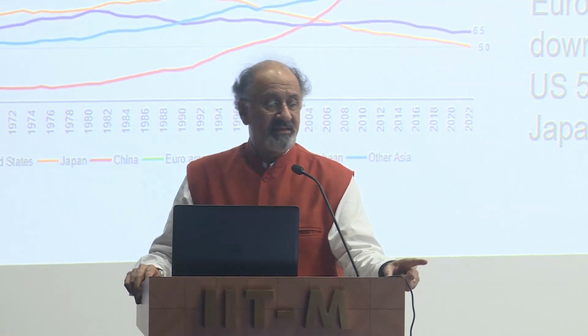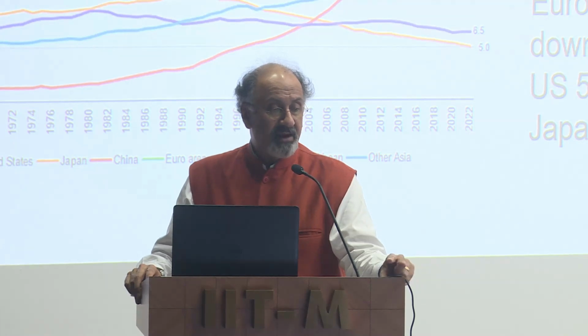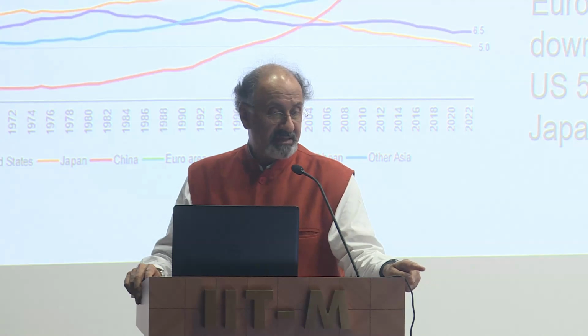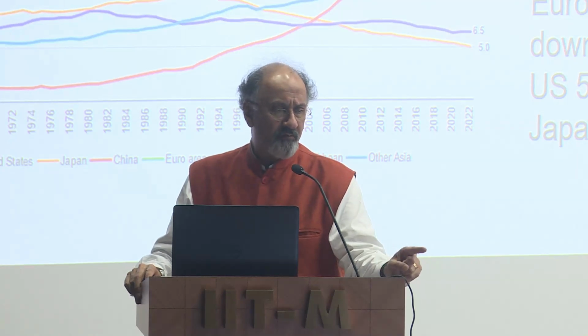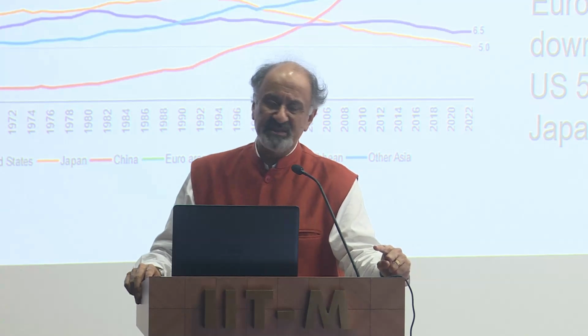And one of the big things that has happened, of course, is that if you look at the green line there, that green line is the share of Europe. And the share of Europe from 1960 has gone from about 25% to about 14 or 15%. It's gone down a lot. If you look at the US, it's gone from about 33% to 23%.